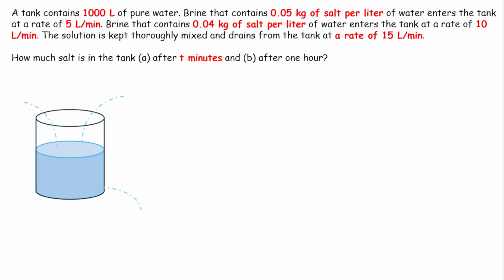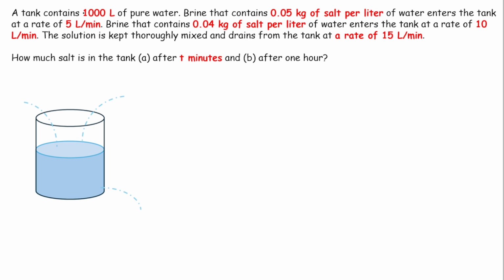A tank contains 1,000 liters of pure water. Brine that contains 0.05 kilogram of salt per liter of water enters the tank at a rate of 5 liters per minute. Then brine that contains 0.04 kilogram of salt per liter enters the tank at a rate of 10 liters per minute. The solution is kept thoroughly mixed and drains from the tank at a rate of 15 liters per minute. How much salt is in the tank after 30 minutes and after 1 hour?